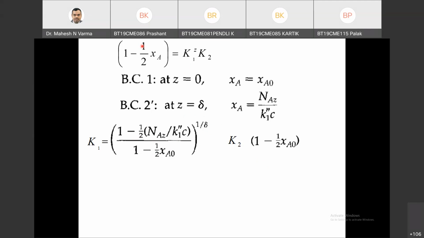Is everybody getting this constant K1 and K2, the value of K1 and K2? You can write in the chat box. Yeah, very good. Anybody not getting this K1 and K2 also can discuss.